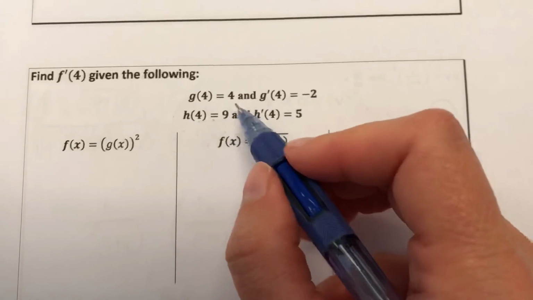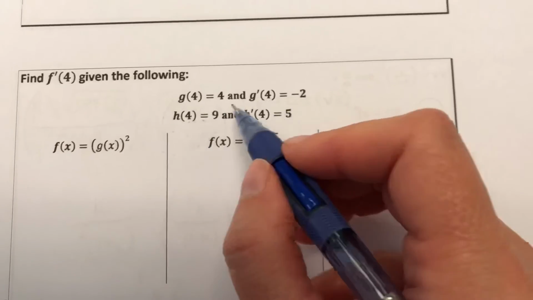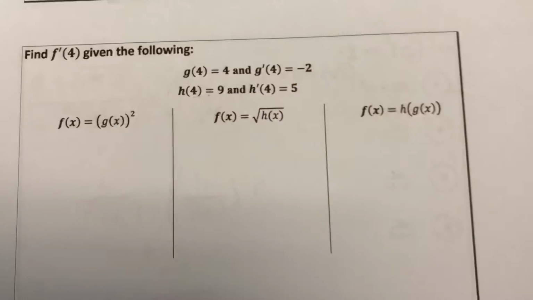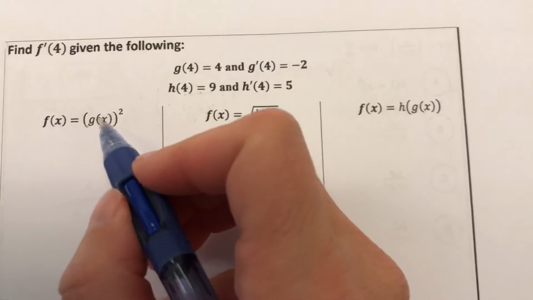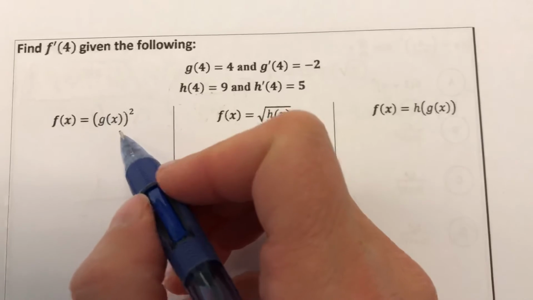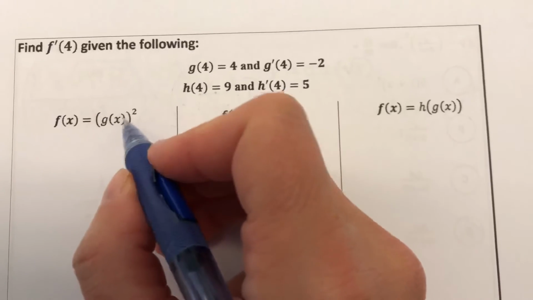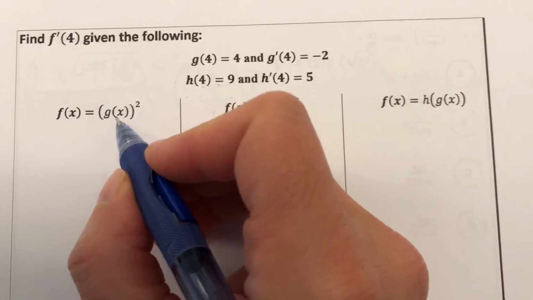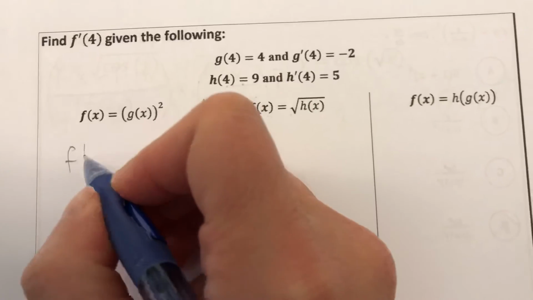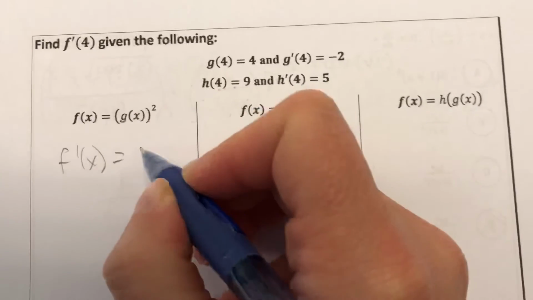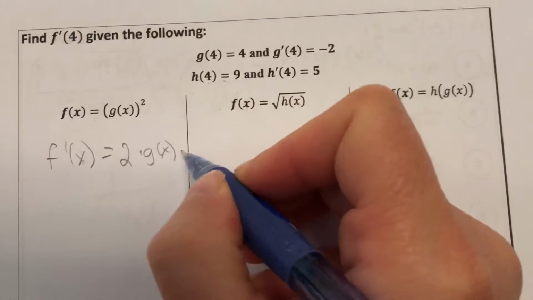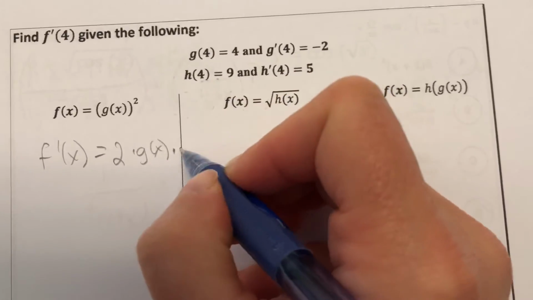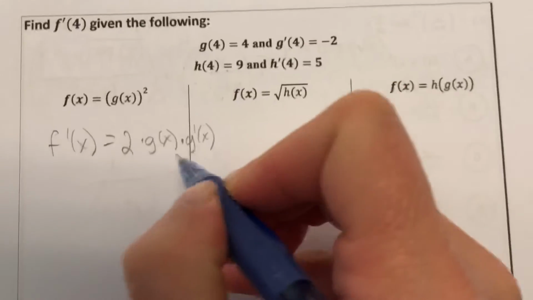So here, it's kind of similar though. You're just given a bit of information and you're not actually told what the function is. So in this situation, f is g of x squared. You just don't know what g of x actually is. But still, do you see how the outside function is a squared and the inside is g? So f prime of x is 2 times g of x. So that dealt with the 2. Now you have to multiply by the derivative of the inside, which is g prime of x.